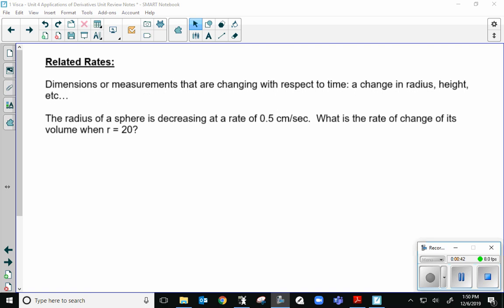Here we go, related rates. Dimensions or measurements that are changing with respect to time. So there might be a change in the radius. There might be a change in the height, etc., with respect to time. So let's just dive right in. The radius of a sphere is decreasing at a rate of 0.5 centimeters per second. What is the rate of change of volume when the radius is 20?